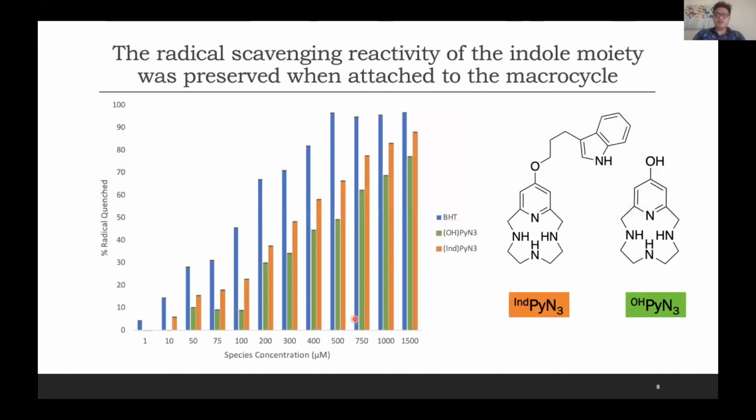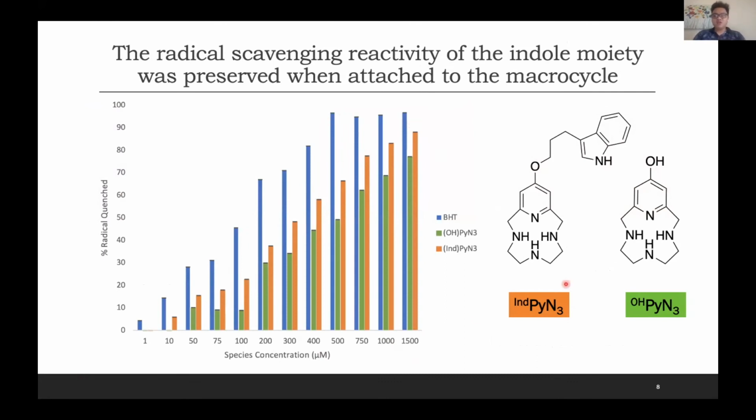So if you look at the results of the study, the x-axis denotes the concentration range that we use from 1 to 1500 micromolar, and the y-axis represents percent radical quenched. As we look at the blue series, that of the reference radical scavenger, as we increase concentration, there's increasing percent radical quench, plateauing at around 500 micromolar.